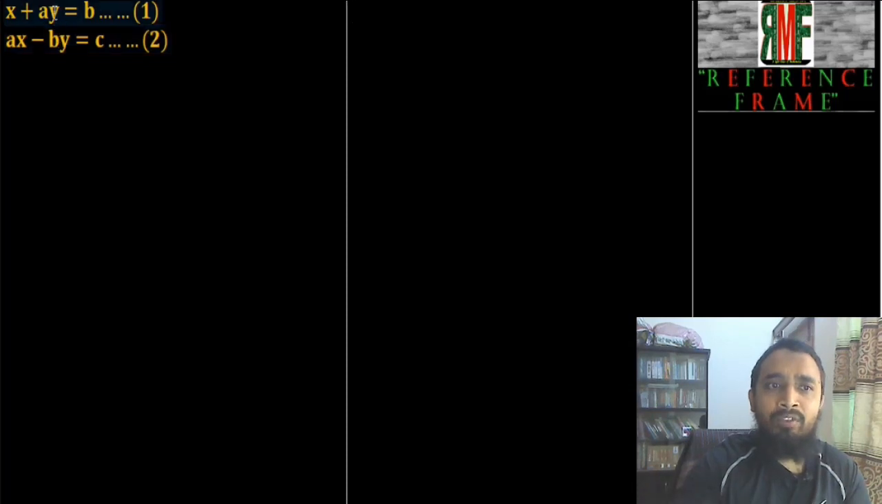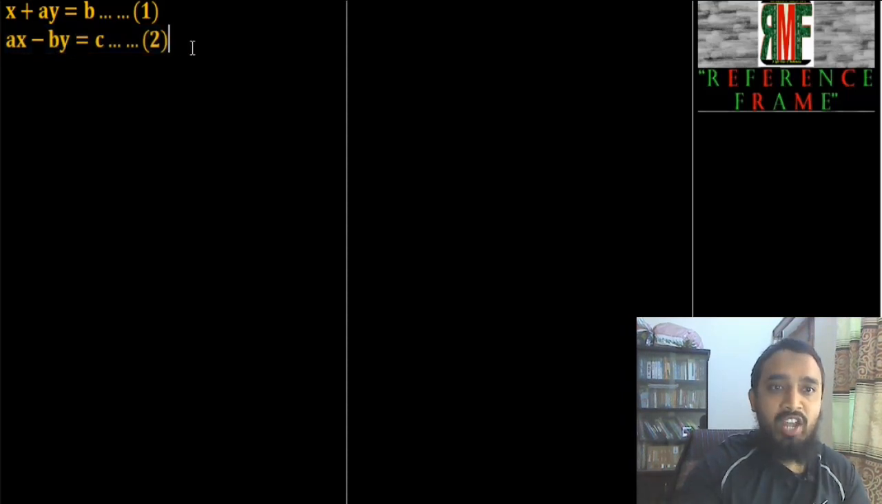So if we multiply the first equation with b and the second equation with a, then what are we going to have? Multiplying the first one with b, we're going to have bx plus aby is equal to b squared. And multiplying the second equation with a, we're going to have a squared x minus aby is equal to ac.